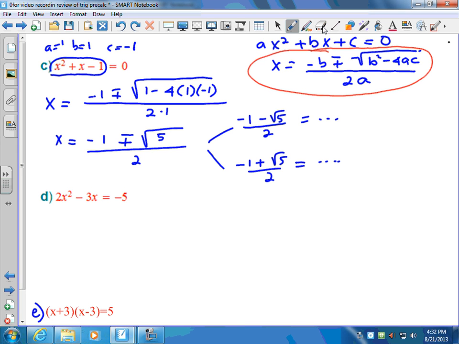And first, I would put that in standard form. Then I would try to factor it. Okay, plus 5. The factors of plus 5 can only be plus 5 and plus 1, or negative 5 and negative 1.